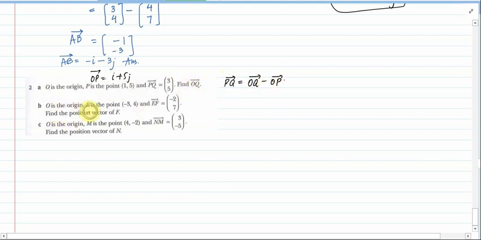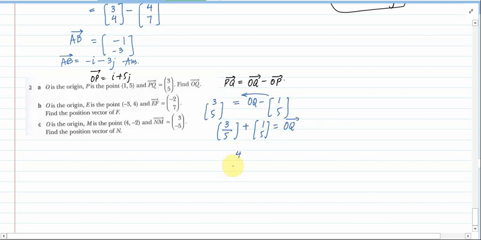Let me complete the first part and then I will tell you to attempt parts B and C. So OQ is what we are looking for. OP is (1, 5), and PQ is (3, 5). When you shift it to the left side, it will be (3, 5), negative will be positive, and it's (1, 5) equals OQ. Alright, 3 plus 1 is 4, and 5 plus 5 is 10. So (4, 10) is basically the position vector of Q.